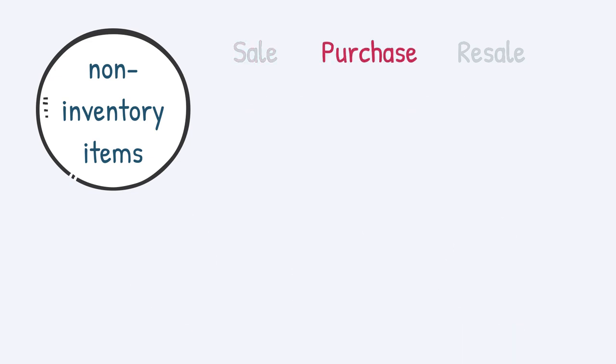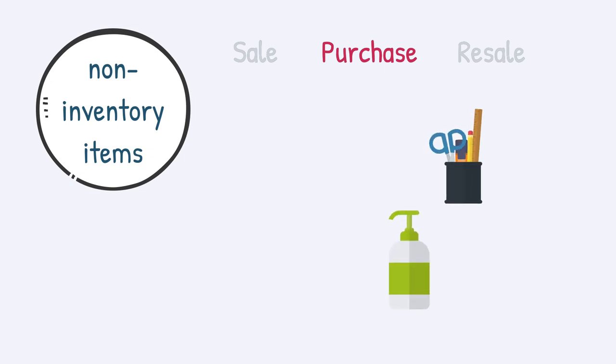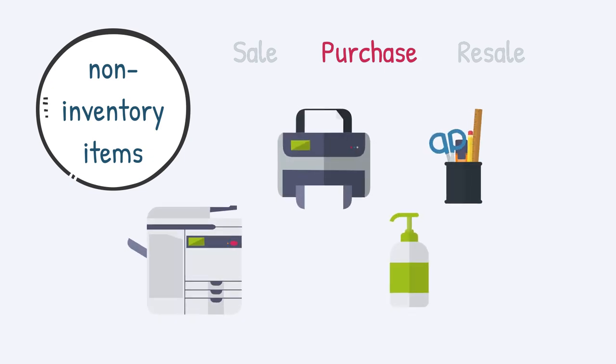Non-inventory items for purchase are physical items that your company needs to run its various operations, but these aren't items that you will sell to your customers. For example, office supplies and office equipment would be non-inventory items for purchase.